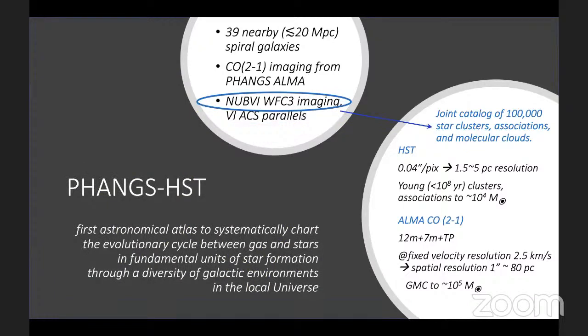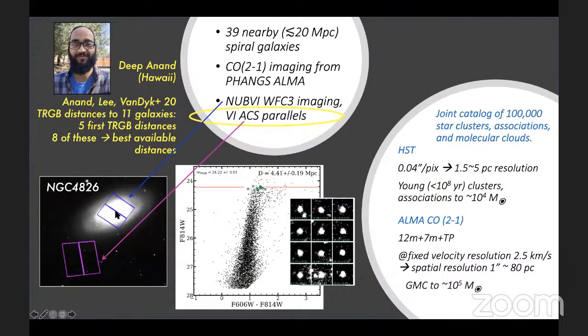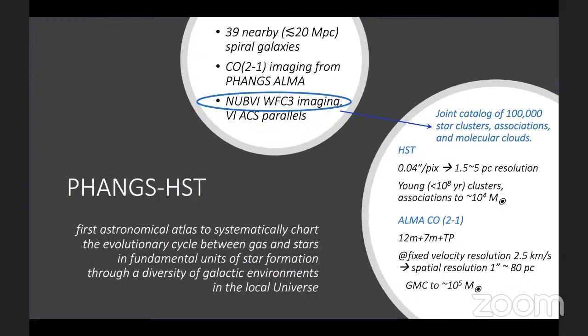So back to the 5-band HST imaging of the disk, an example of what you see here. These data, combined with the ALMA maps, will allow us to construct a joint catalog of almost 100,000 star clusters, associations, and molecular clouds. What do these observations buy us in terms of resolution and depth? The HST imaging has a pixel scale of 0.04 arcsecond per pixel. That results in a resolution of about 1 to 5 parsecs for the distances of the galaxies in our sample.